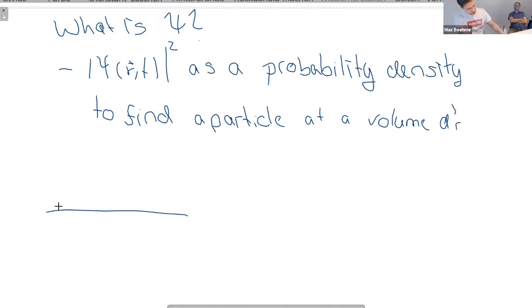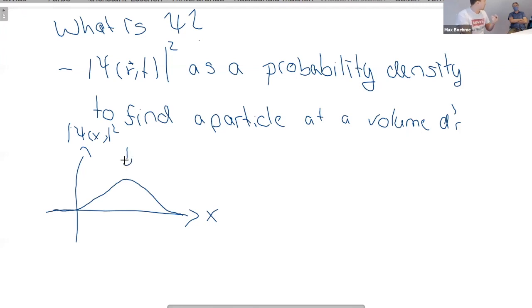So if we have just, for instance, psi of x squared somewhere here, it is a probability density of finding, of measure. If we have a detector somewhere out there which measures a system, with which probability can we find the particle at a certain point in space?